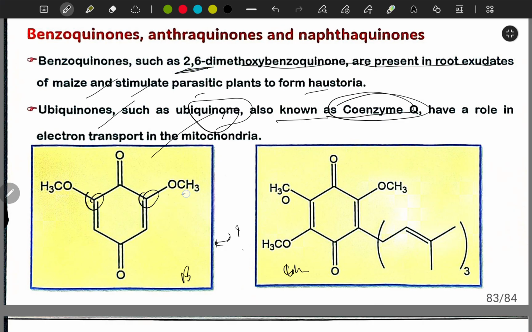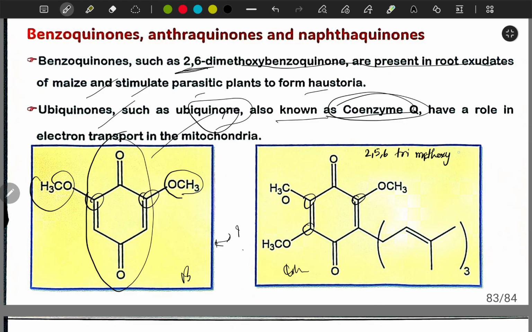2,6 methoxy benzoquinone. Okay, this is 2,5,6 trimethoxy. One, two, 1,2,3, 1,2,3,4. What's this?